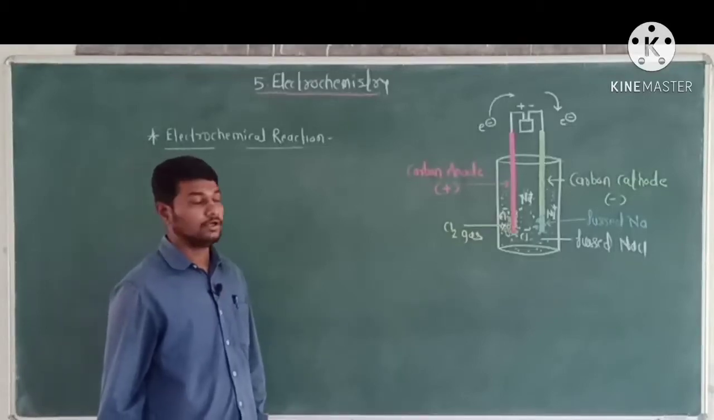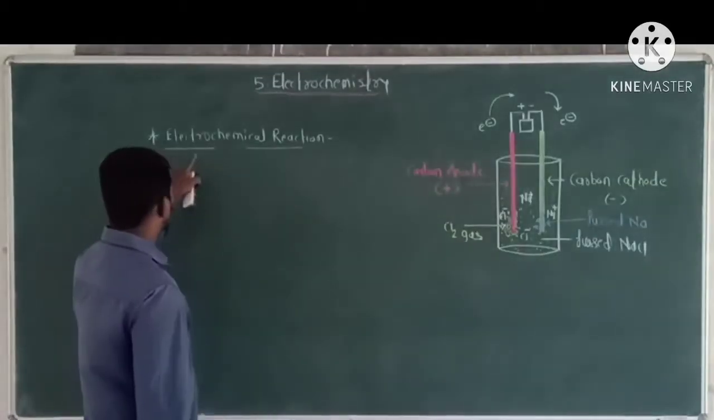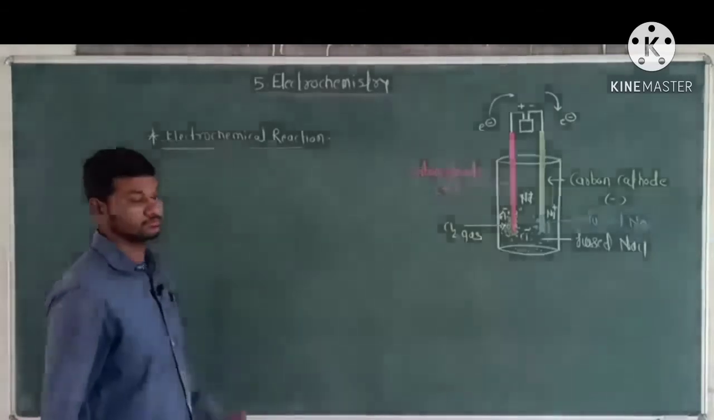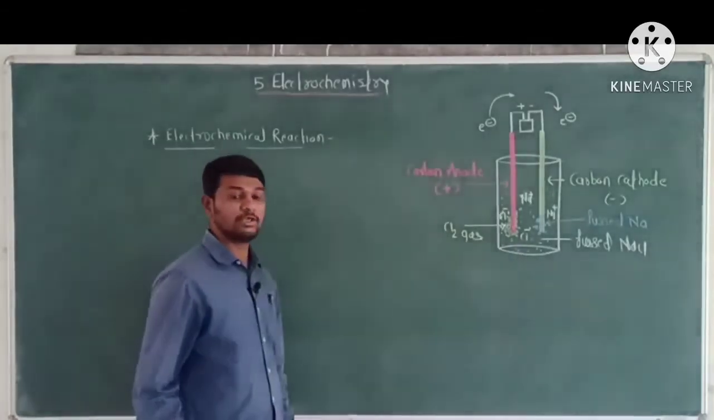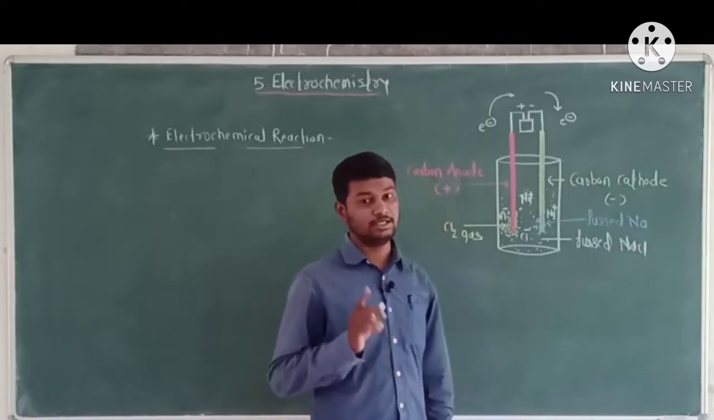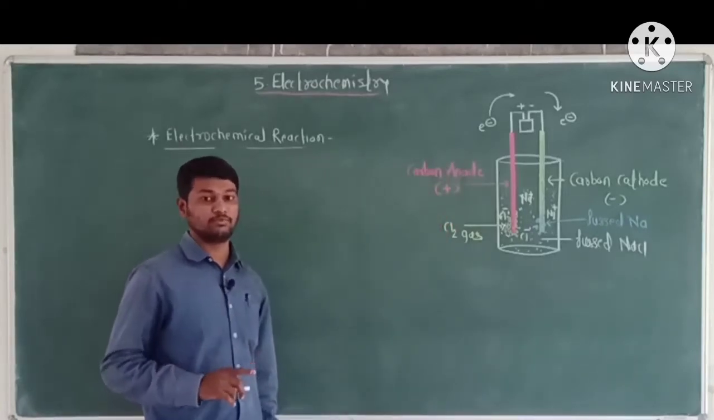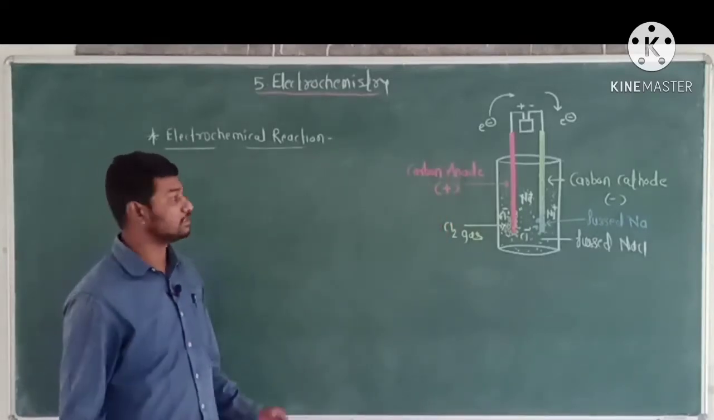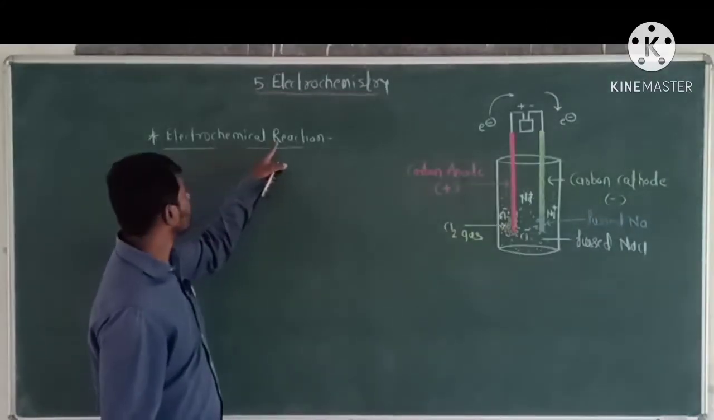Okay. Now the next point is the electrochemical reaction. The electrochemical reaction is the chemical reaction that occurs in an electrochemical cell in which the electrons are transferred from one place to another place, and it is called an electrochemical reaction.